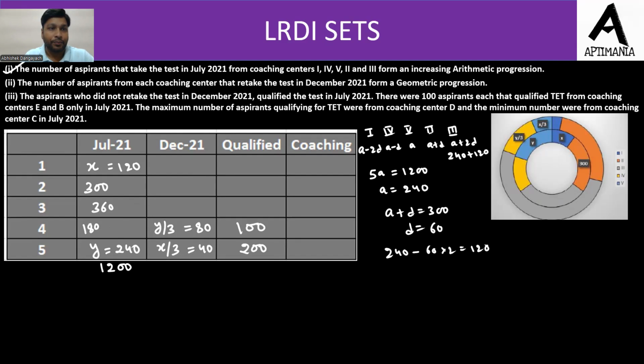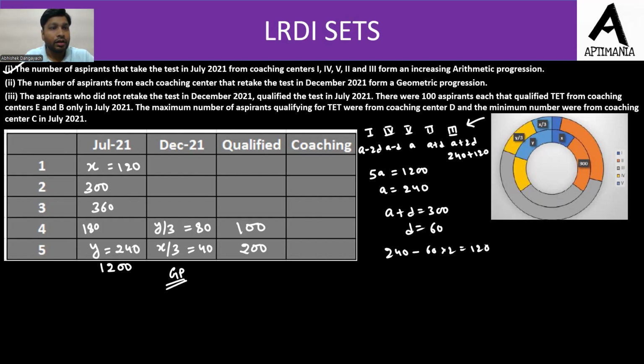The number of aspirants, second point, the number of aspirants from each coaching center that retake the test in December form a GP. Now, these values must form a GP. Now, the order is not given to us. Here the order of the AP was given. Here the order of the GP is not given to us. Fine. But all these values will be in GP.